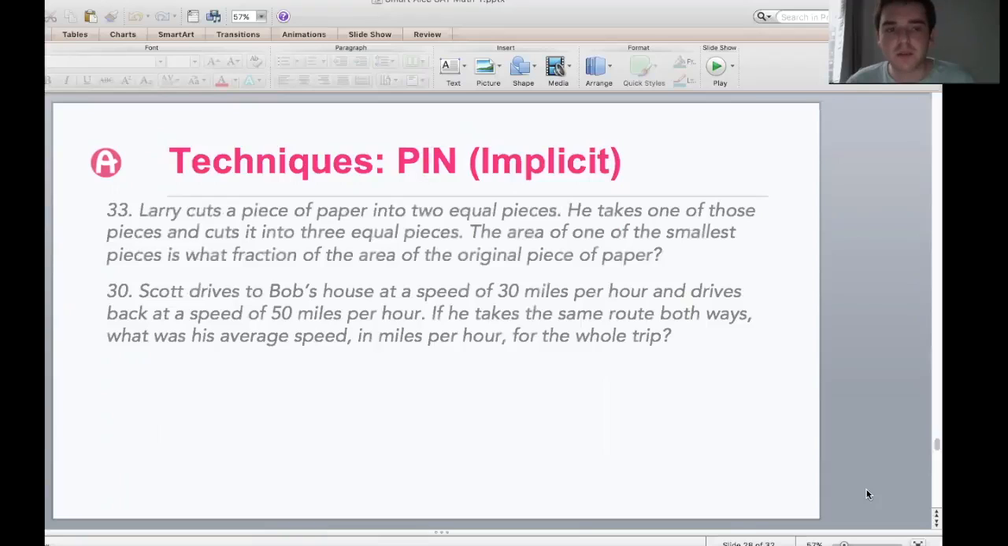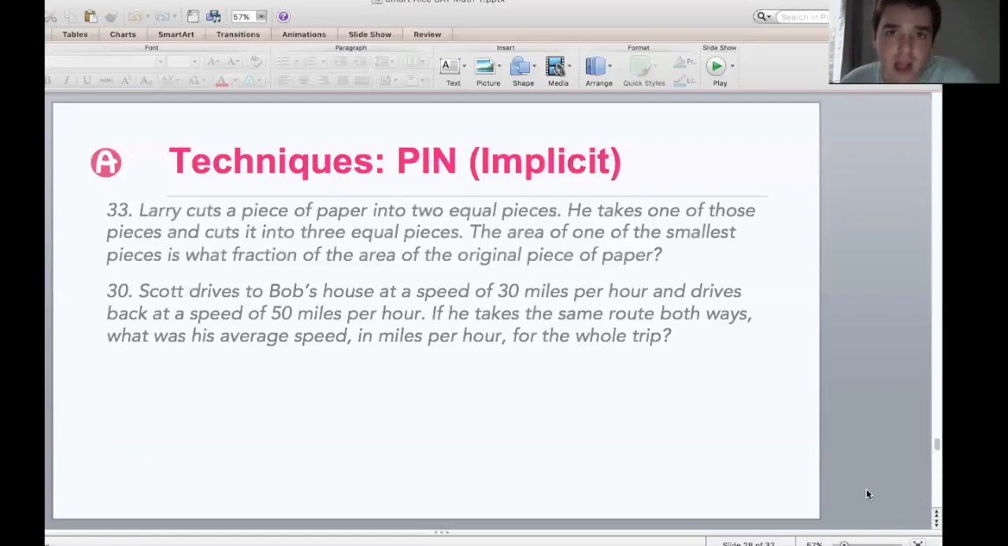For implicit PIN, here's an example of a grid-in. It would be one of the earlier grid-ins. Larry cuts a piece of paper into 2 equal pieces. He takes one of those pieces and cuts it into 3 equal pieces. The area of one of the smallest pieces is what fraction of the area of the original piece of paper?